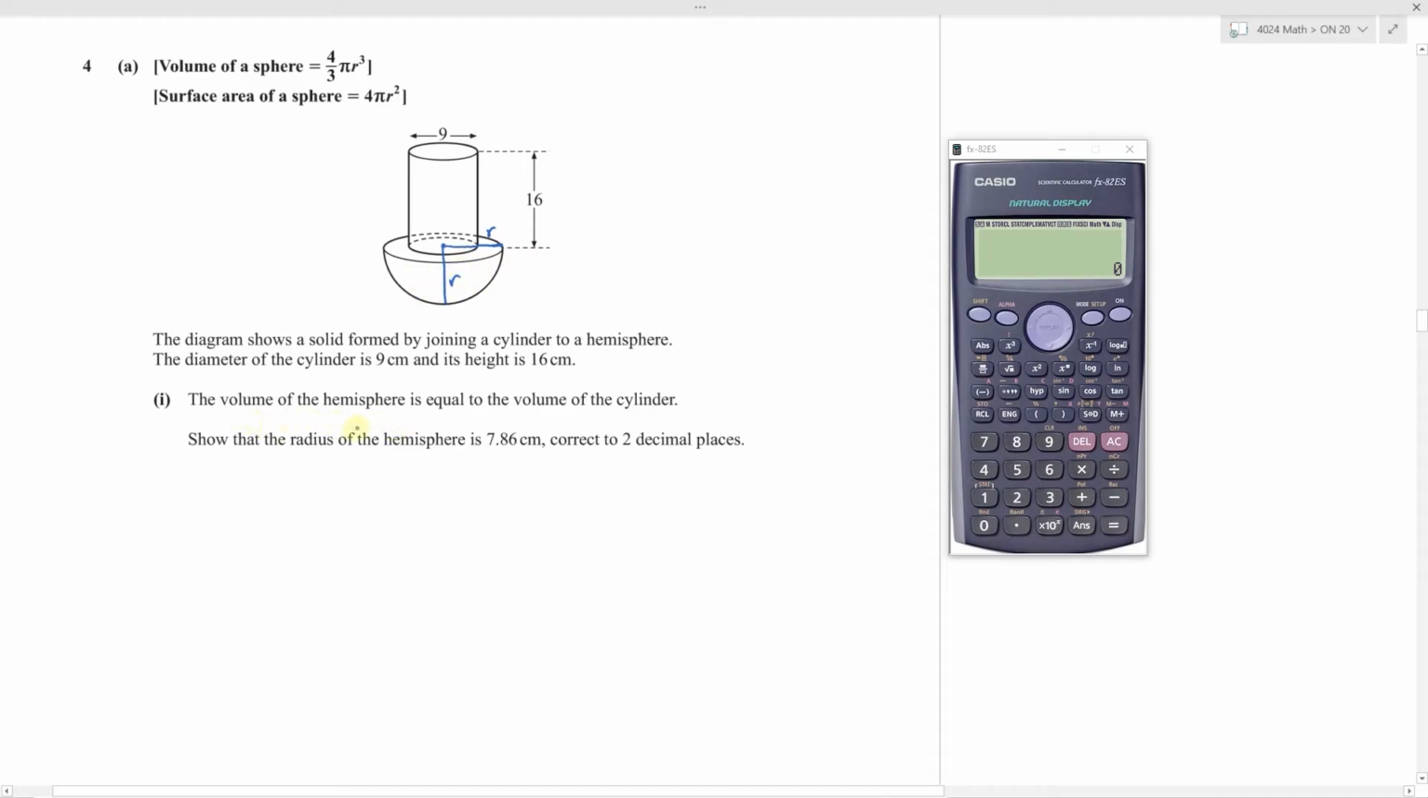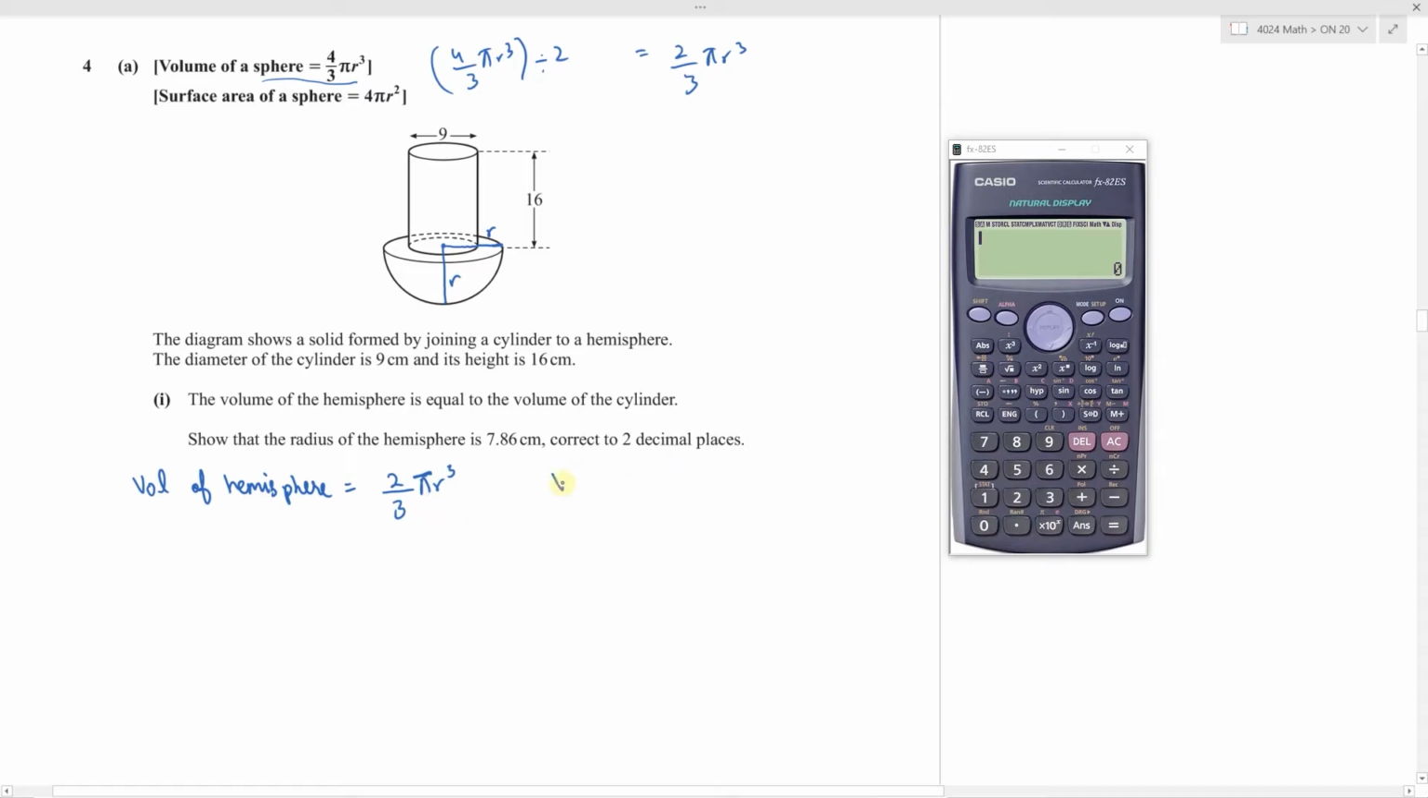So volume of hemisphere is equal to the volume of cylinder. So let's calculate each of them and then we can equate them. So volume of hemisphere, you're given that volume of sphere is 4 by 3 pi r cube. So 4 by 3 pi r cube divided by 2 will be the volume of hemisphere. So this will be 2 by 3 pi r cube. So volume of hemisphere is 2 by 3 pi r cube, and r is unknown, so I'll leave it as it is.